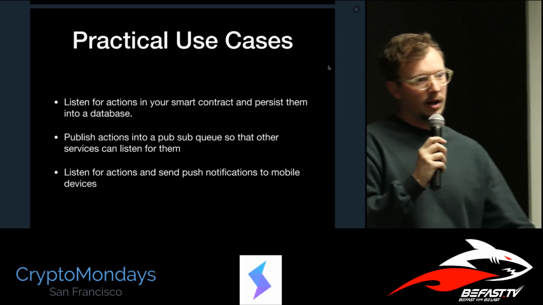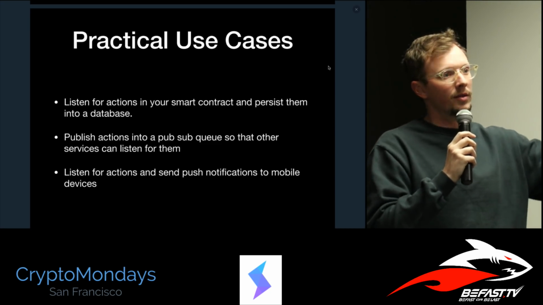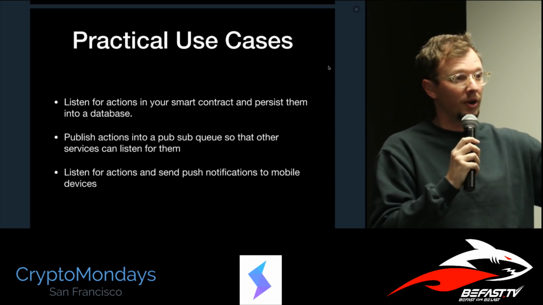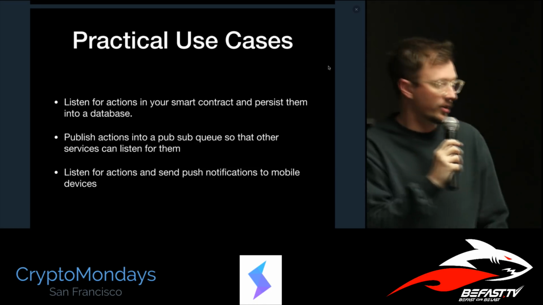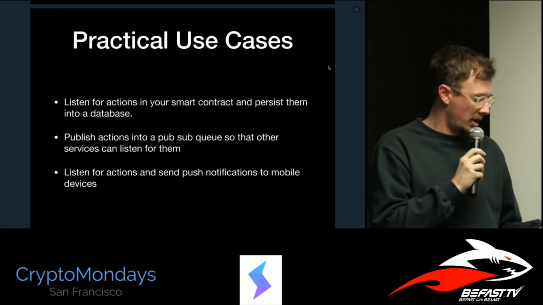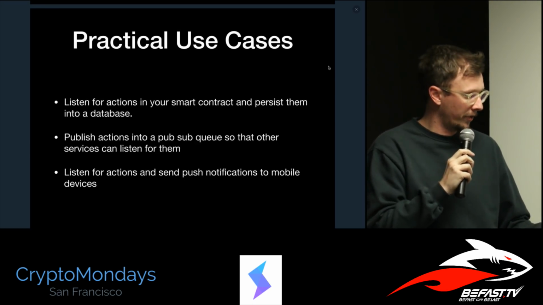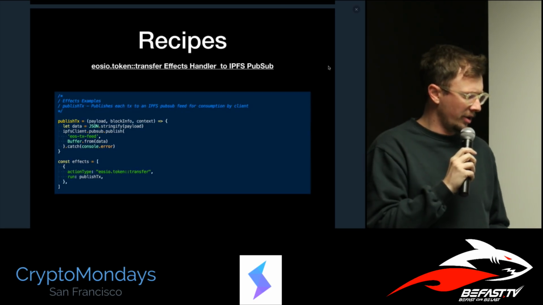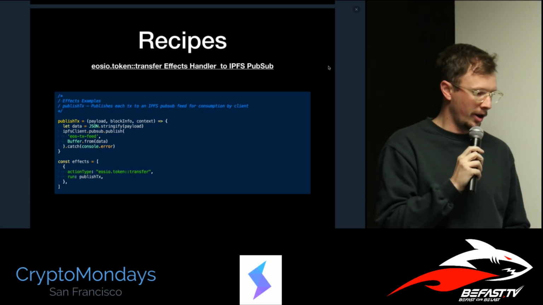We have a wallet part of our app, and when transactions come in, we listen for the transactions, and if it's a transaction from one of our users, then we can tell them that they have a transaction, send a push notification. It's super useful. It's like a Swiss Army knife. So here are some quick little recipes I made, and if we are lucky, they will work.